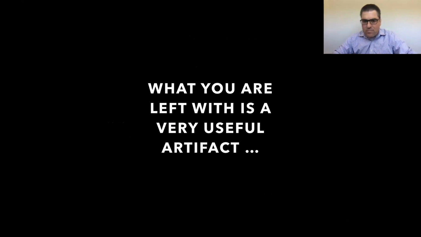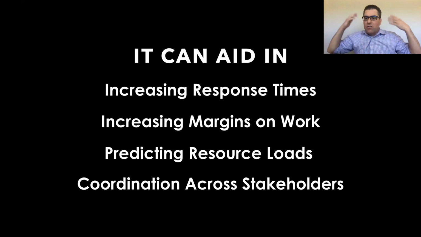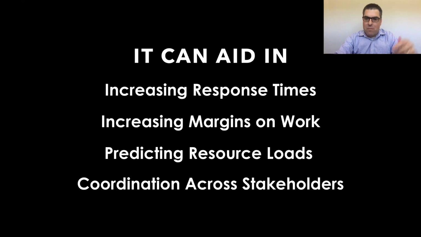But anyway, you're left with this useful artifact at the end of mapping your processes. And the maps are never perfect. The idea is that it's a first order representation and it gets refined over time. A process map is thinking about all the steps that you're actually undertaking. And I'll just remind you, these maps are in people's minds. They know what the steps to complete a process are. They typically learn this through experience, but it is hard to distribute that to lots of people if it's in your mind. And so having these maps, these are some of the benefits: increasing response times, increasing margins, predicting resource loads, and coordinating across large numbers of people.